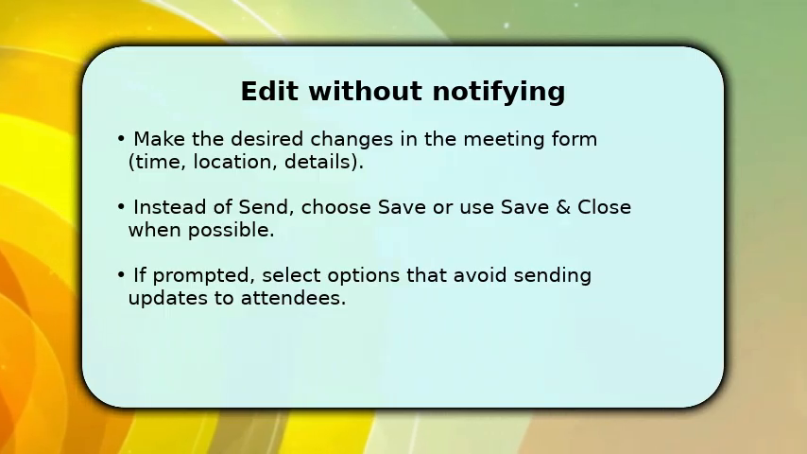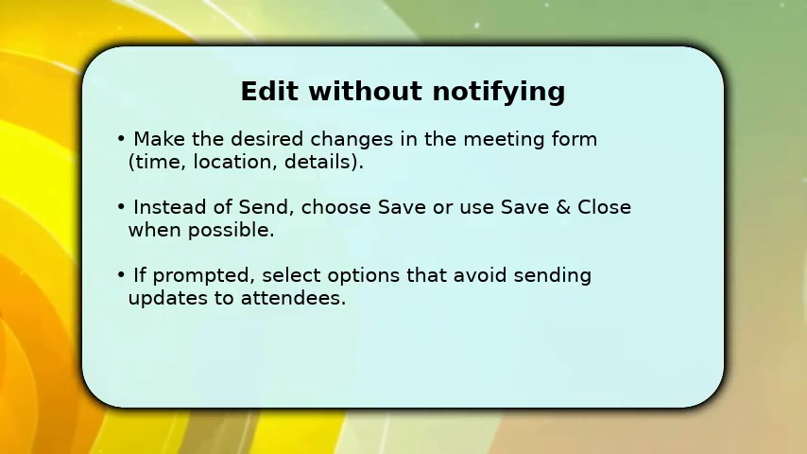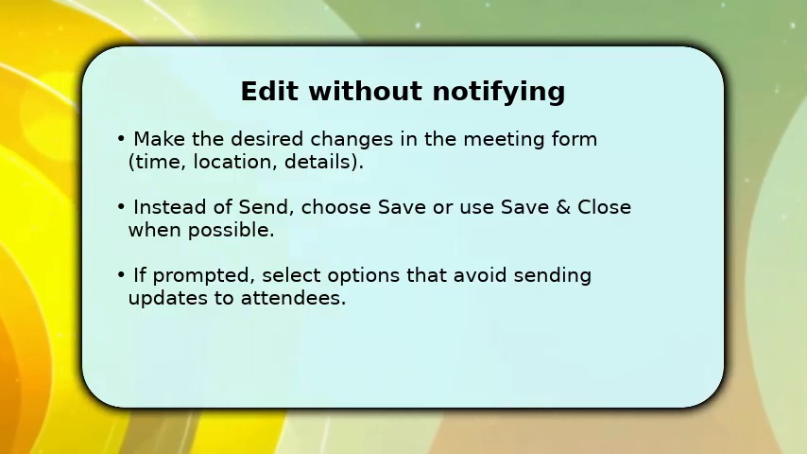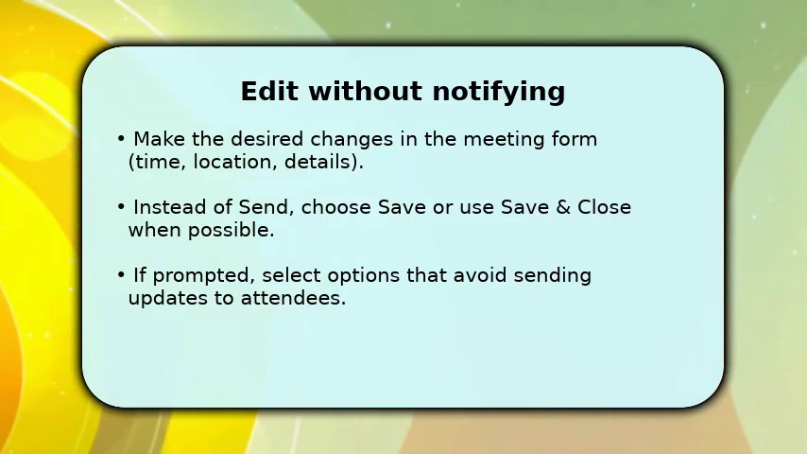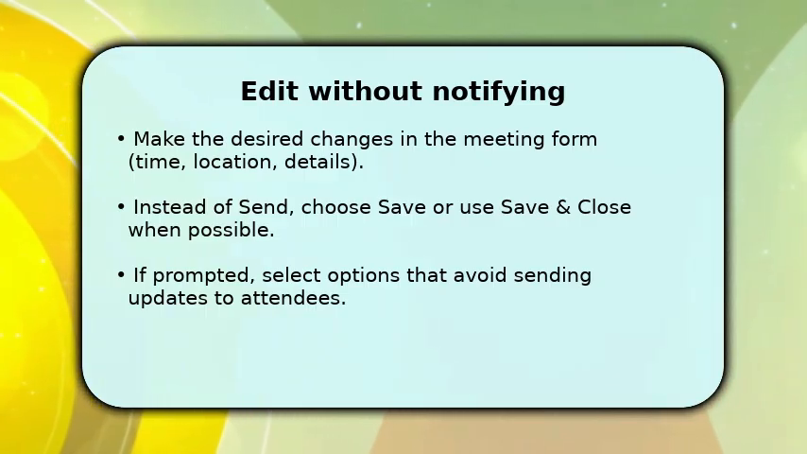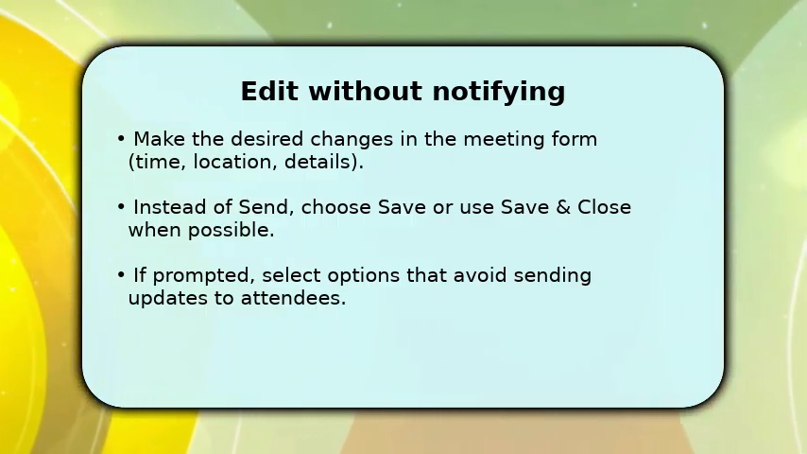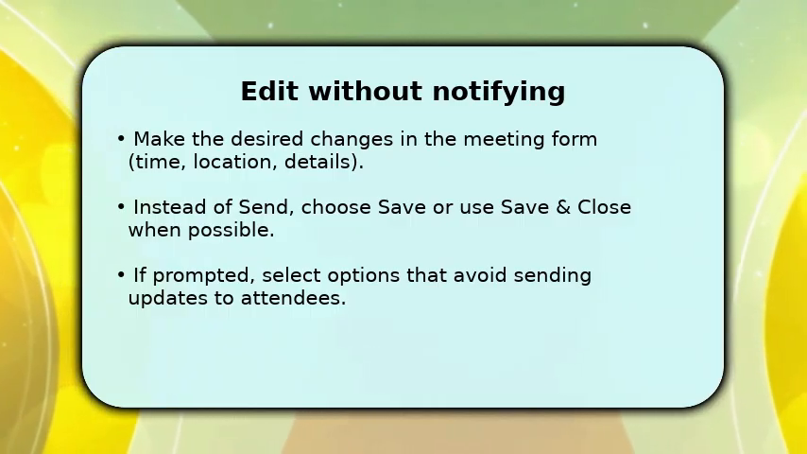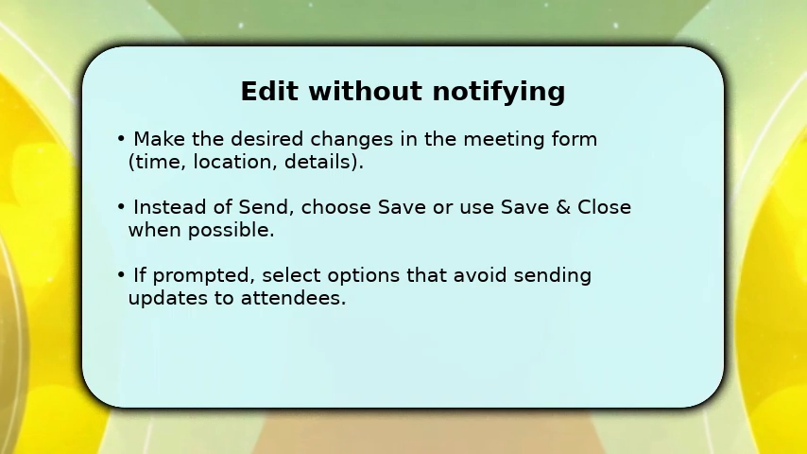Outlook Desktop sometimes lets you save organizer-only fields. If Outlook prompts about sending updates, look for the option to update only the meeting on your calendar or to not send updates to attendees. Choose that. Make sure recurring edits are handled per occurrence versus the entire series to prevent unintended notifications.